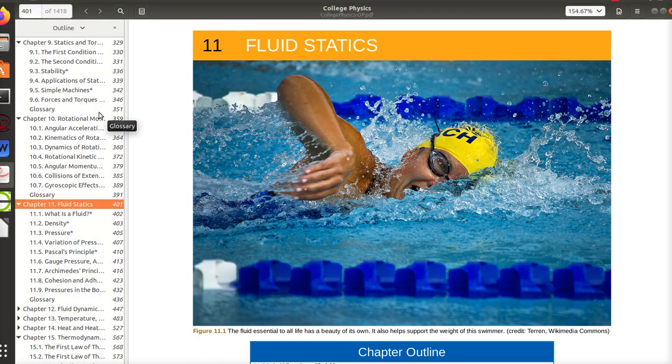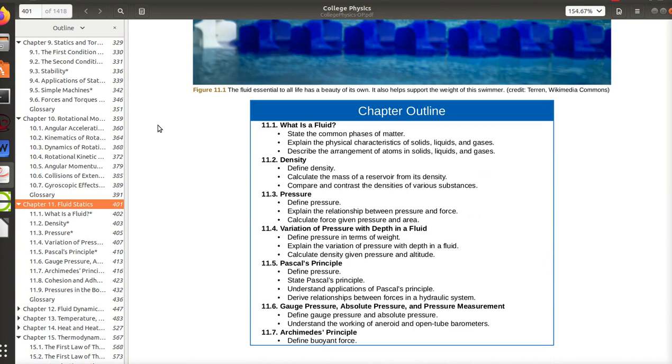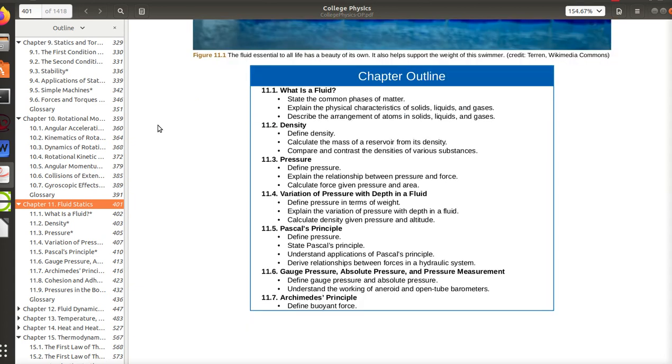Okay, Fluid Statics, Chapter 11. What is a fluid? Matter phases, that's important. Characteristics of solids, liquids, and gases. Definition of density, definition of pressure. Pascal's pressure, gauge pressure, absolute pressure.